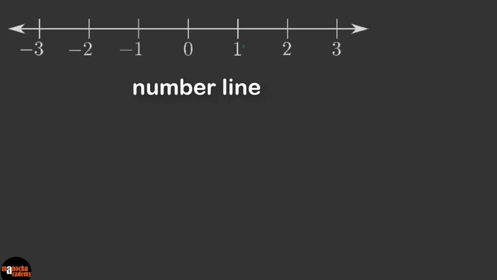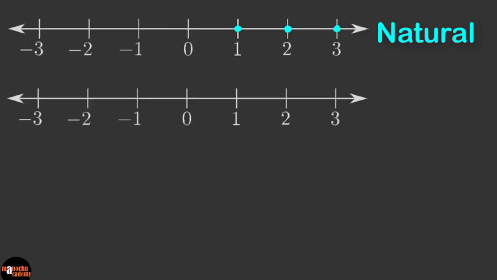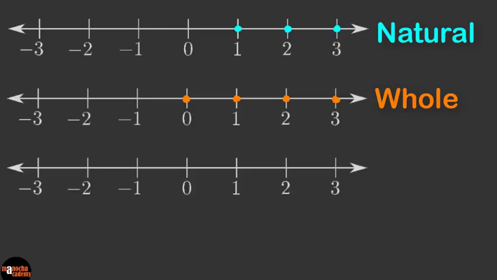So here's our number line. Let's mark the natural numbers on it. 1, 2, 3 and so on. Let's draw another number line and mark the whole numbers on it. So it's going to be the natural numbers and 0. In our third number line, let's mark the integers. So it's going to be all the whole numbers and the negative numbers, -1, -2, -3 and so on.